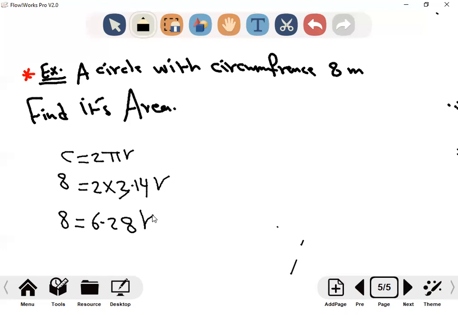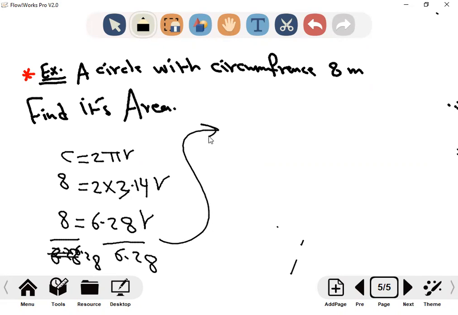Right? Now, to find r like before, we divide by what? 6.28. With the calculator, divide it. 8 divided by 6.28, how much? Radius equals 1.2727. This is the radius.